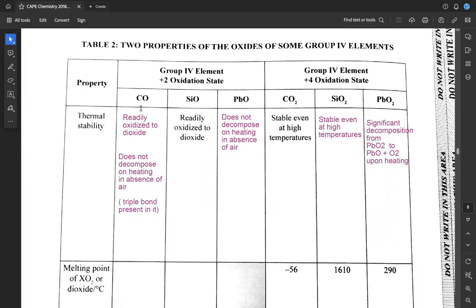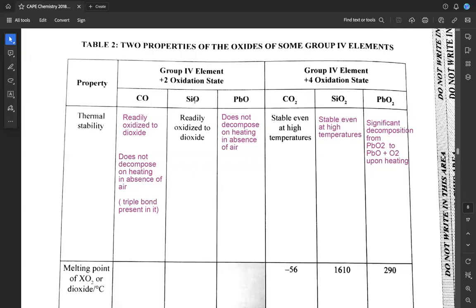So in terms of thermal stability here, the carbon monoxide does not decompose on heating in the absence of air because it has a triple bond present in it, and that's fairly strong. So it won't decompose in the absence of air on heating, but it would be readily oxidized to the dioxide if there was some oxygen around or any air around, right?